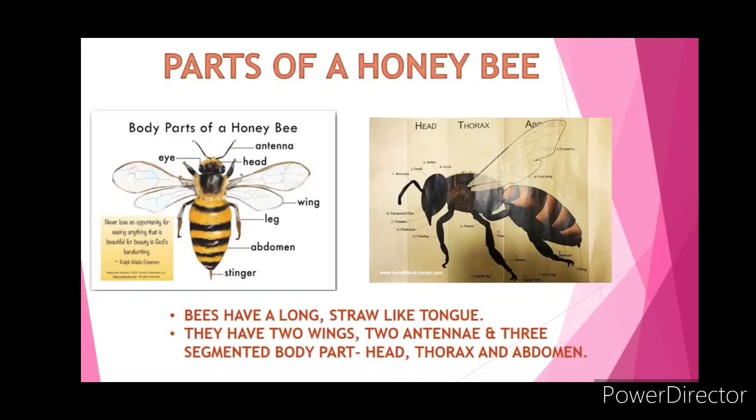And on the right hand side picture you can find that the entire body is divided into three parts. The front one is called the head part. The middle part is called the thorax part, and the end part is called the abdomen part. So these are the three broad divisions of the body of a honeybee. From the picture you can get one idea over it.